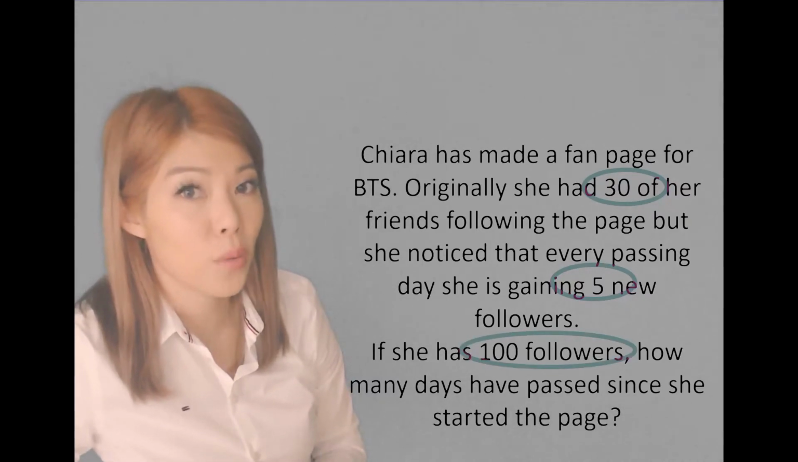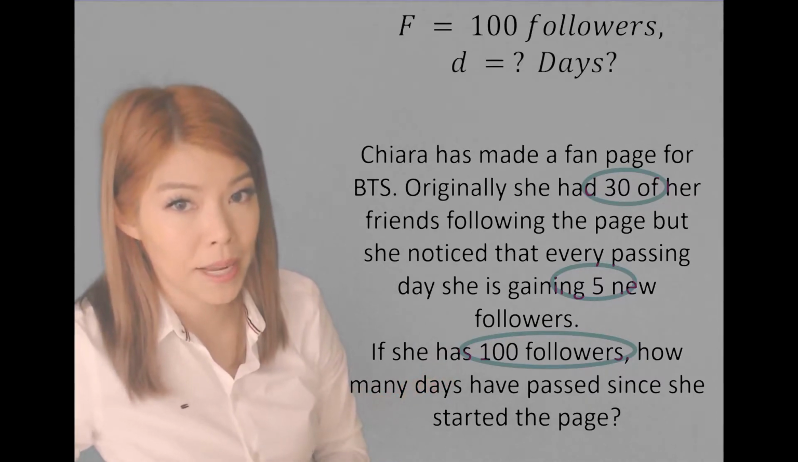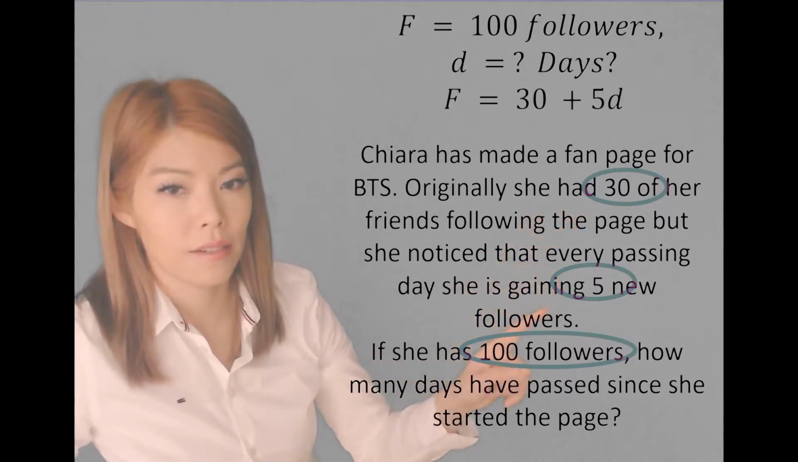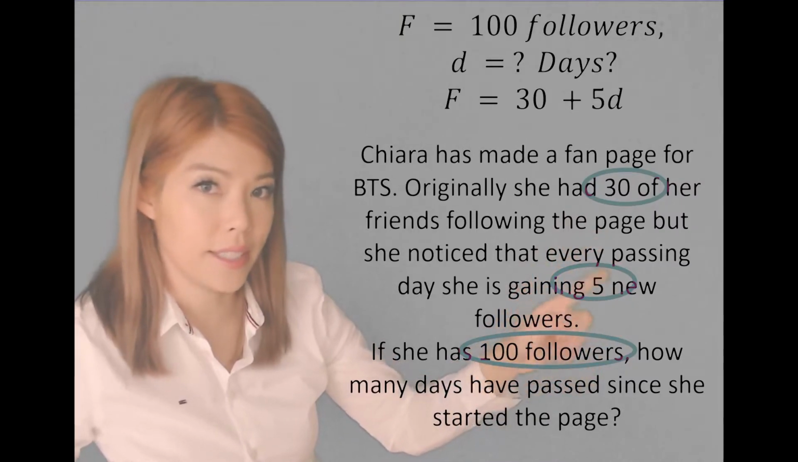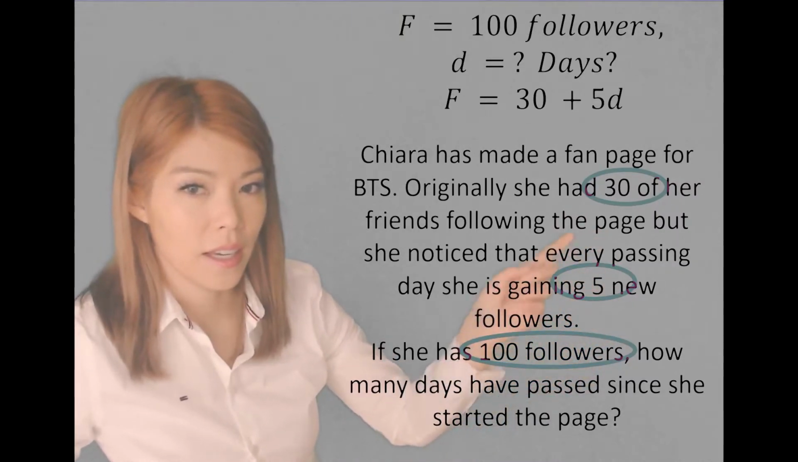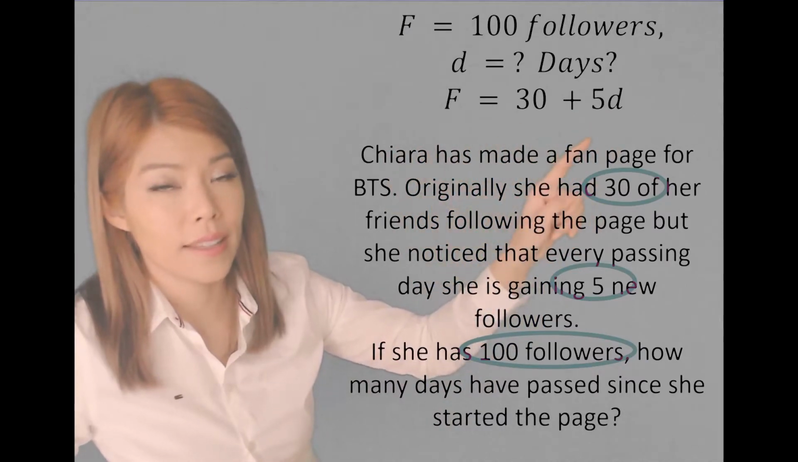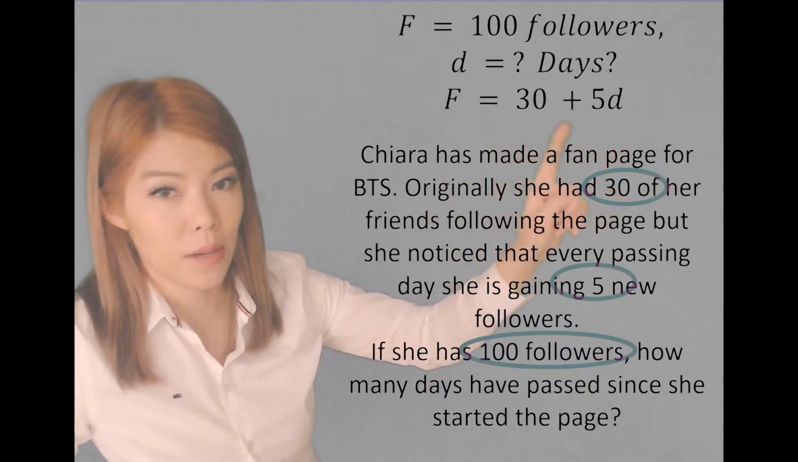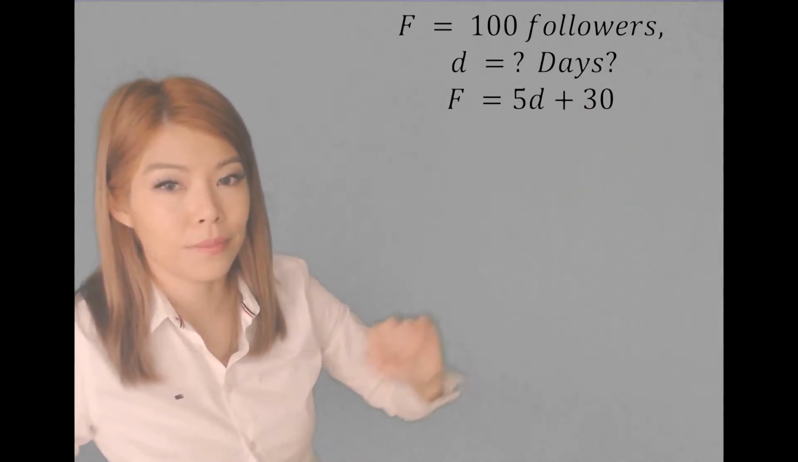Let's rewrite the question. So it's 100 followers, and we're looking for D, the number of days. So it starts with 30 plus 5 for every day, or 5 times the number of days, 5D. Now we notice that this is pretty much a linear equation, and we like to write the linear equation in the format of y equals mx plus c. So I'm just going to switch these two around to 5D plus 30.